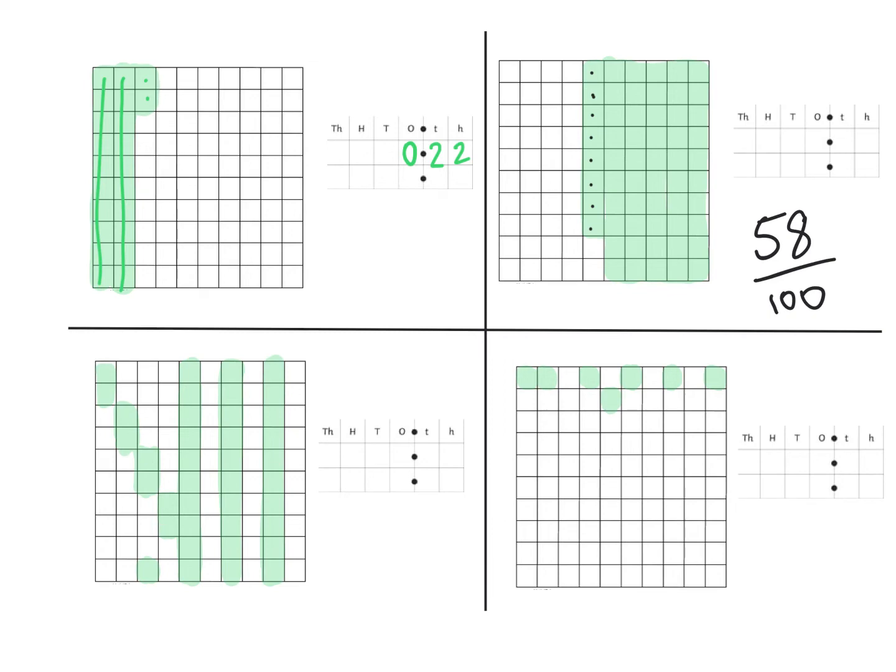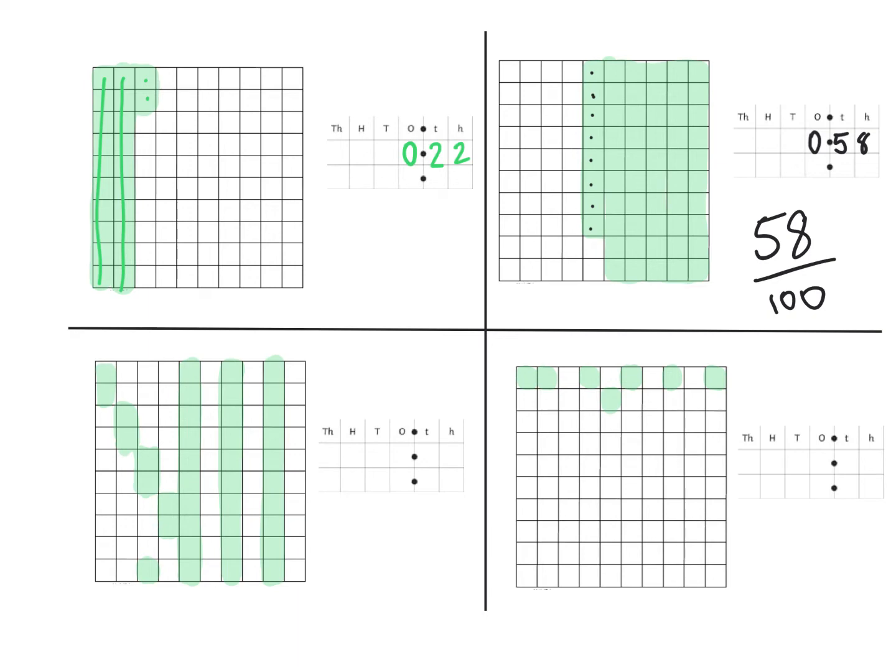Again, the whole thing isn't coloured in, so there's 0 wholes. We've only got parts of the whole, and I've got 5 full tenths and 8 hundredths, or 58 hundredths. So 5/10 and 8 hundredths, or 58 hundredths. That's how we can say that decimal.